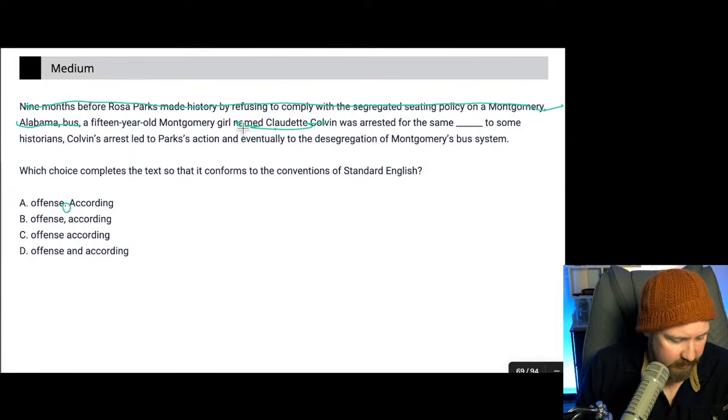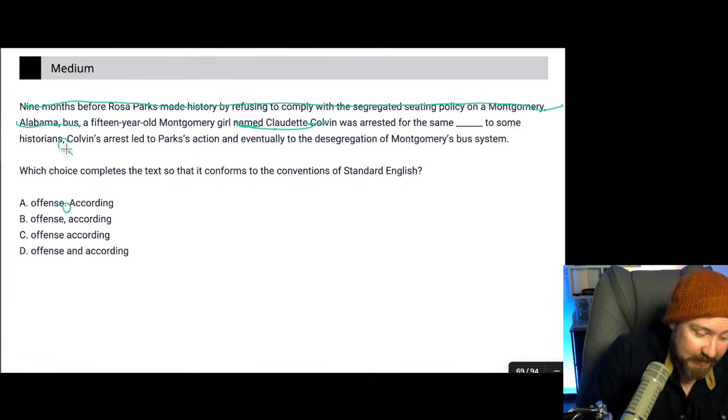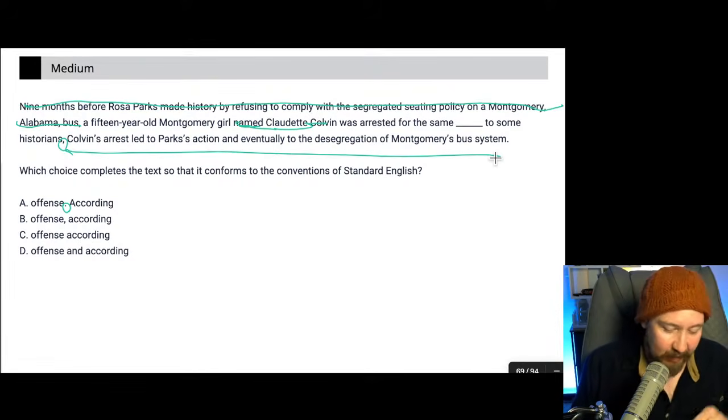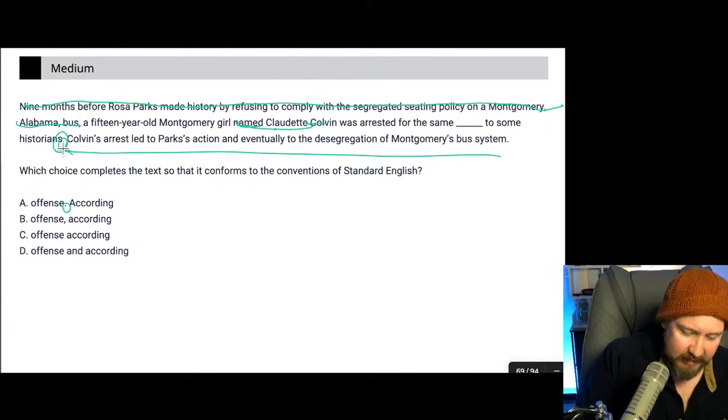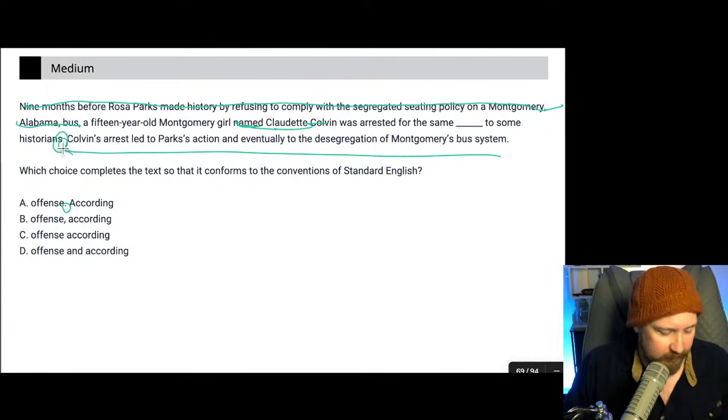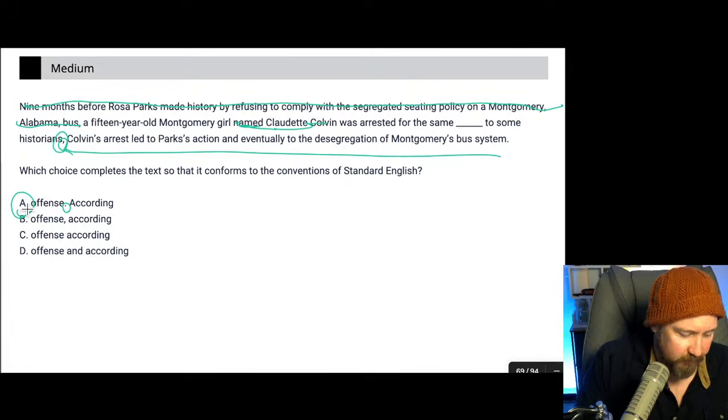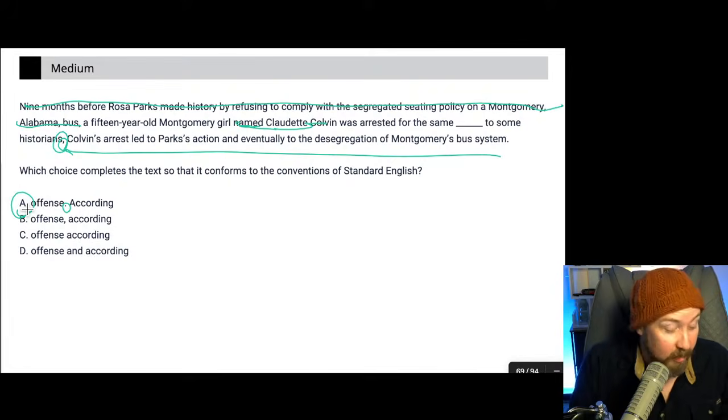That's a full sentence. Right side, according to some historians, if you stop here, you are being too lazy. We have to at least finish this because according to some historians, Colvin's arrest led to Park's action. Eventually, we do have a full sentence after that comma, which means the right side is also a full sentence. So since they both are full sentences, choice A is our answer. We don't have to look at the rest.